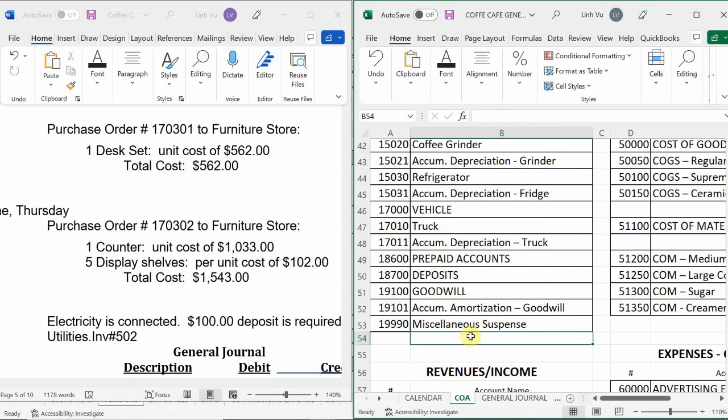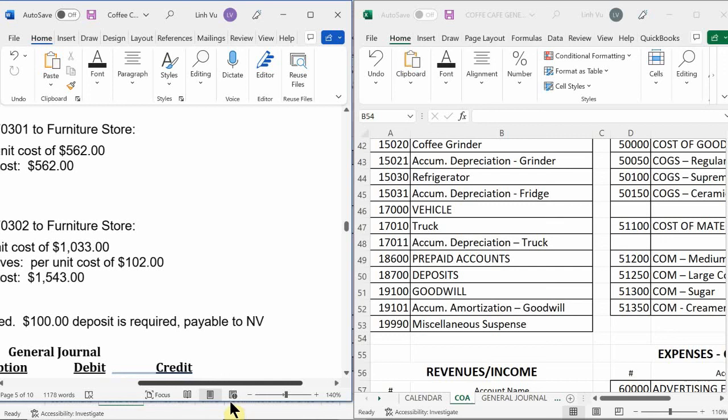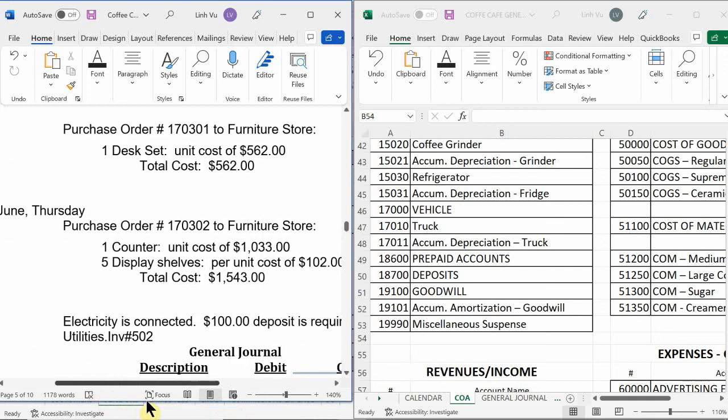So let's read this again. Electricity is connected. $100 deposit is required. Okay. Make it write a check payable to NV Utilities. Okay. For invoice number 502.